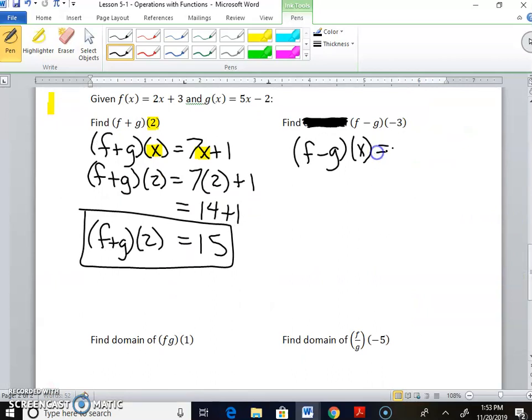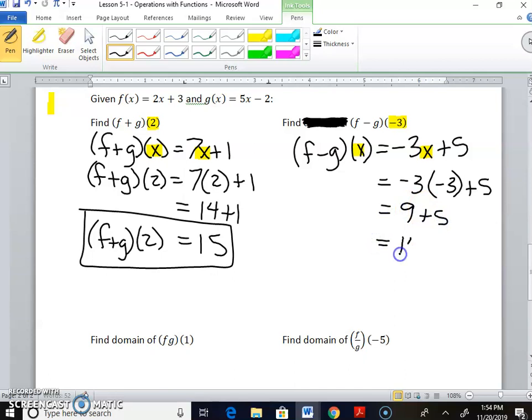So this equals negative 3x plus 5. If I'm going to plug in a negative 3, I'm just plugging it in to those spots there. So that's going to be negative 3 times negative 3 plus 5. Negative 3 times negative 3 gives me 9, plus 5, and that gives me 14. So f minus g of negative 3 is 14.